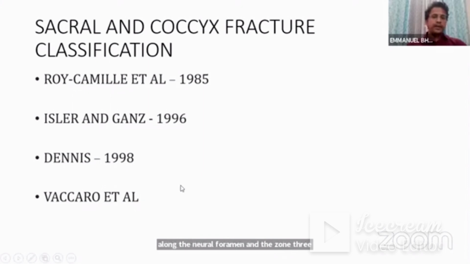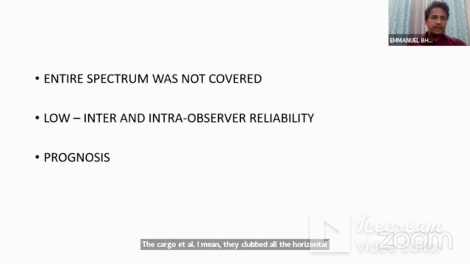Carroll et al. clubbed all the horizontal and the vertical fractures into one group, but the problem with this classification system was that it did not cover the entire spectrum. There was low inter- and intra-observer reliability, and it could not anticipate the prognosis.